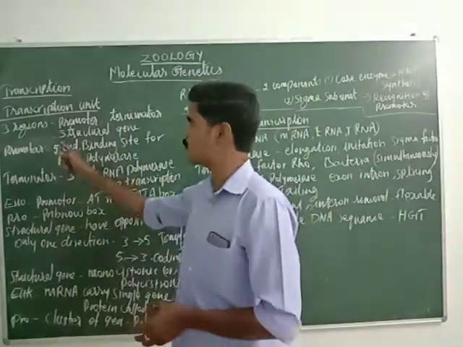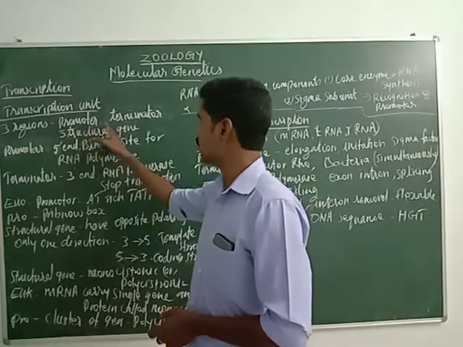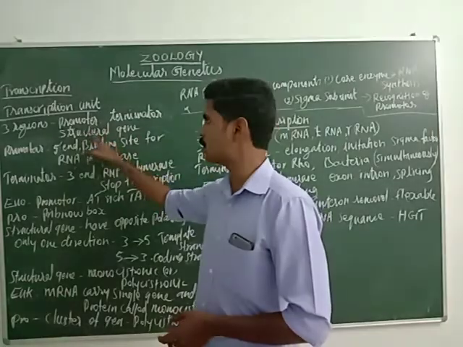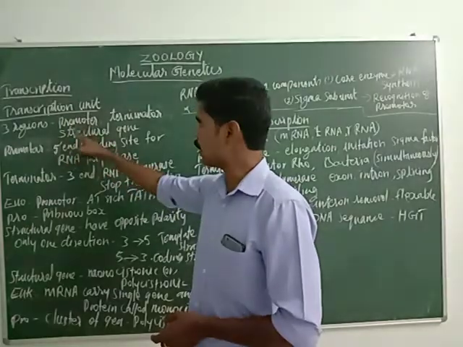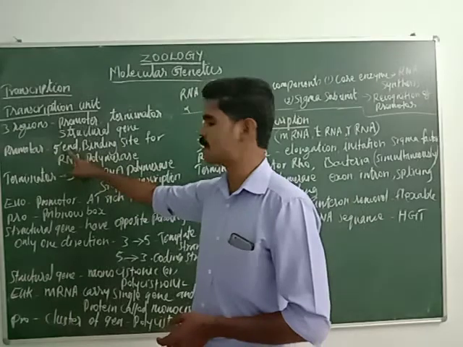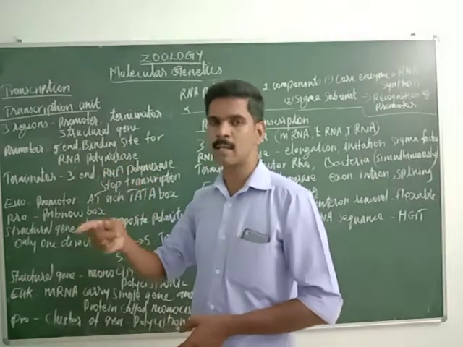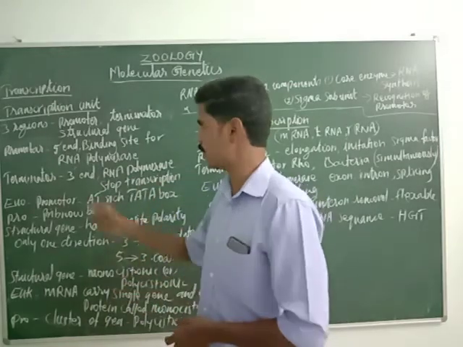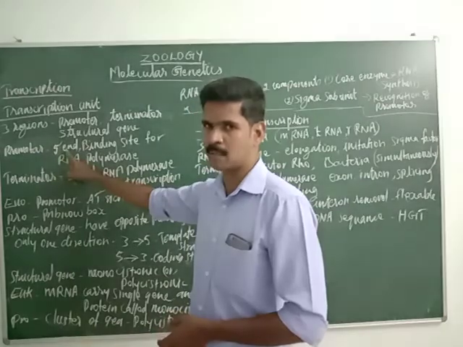The transcription unit consists of three important regions: the promoter region, the terminator region, and the structural region. Listen very carefully. The first one is the promoter region. This promoter region is present at the 5' end of a DNA molecule. Of the two ends, one is called the 3' end and the second is called the 5' end. The promoter is located at the 5' end of the DNA molecule.